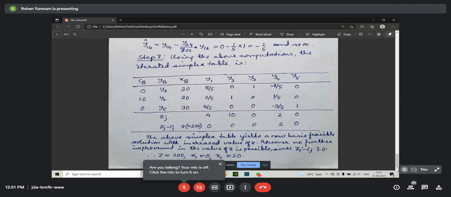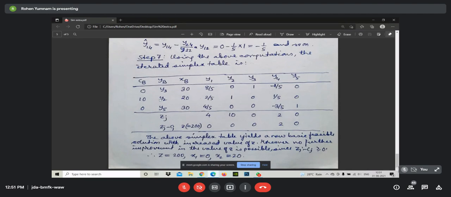No Y1, only Y2. That means this Y2 will correspond to X2. X2 is 20. There is no Y1. That is why there is no corresponding value for X1. Then you have to consider X1 as 0. Likewise, only X1 and X2 we have to find.